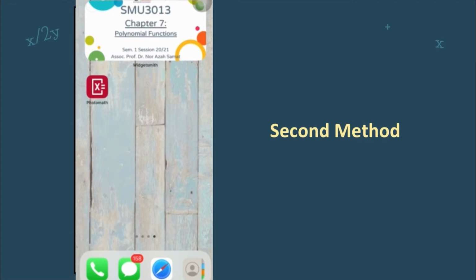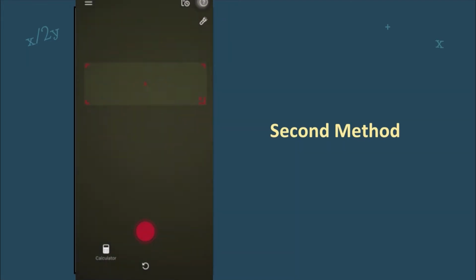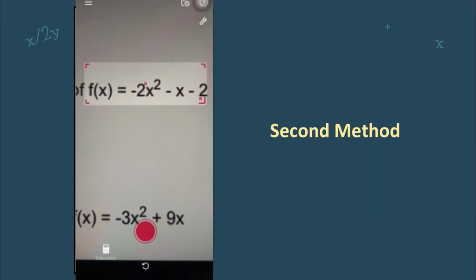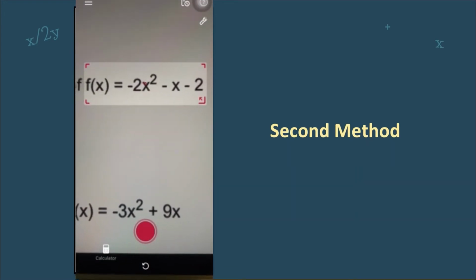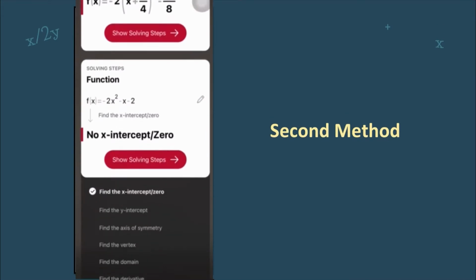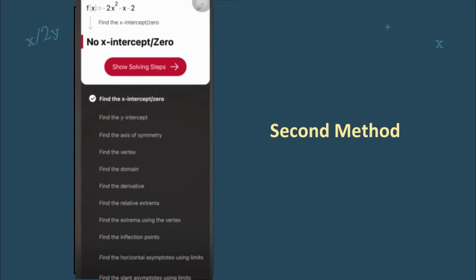Open the application once again, and then just point your camera at the question, like this. Snap the question. Okay. As in method 1, repeat the same steps, which is to scroll down until we find the accurate question, which is find the axis of symmetry.